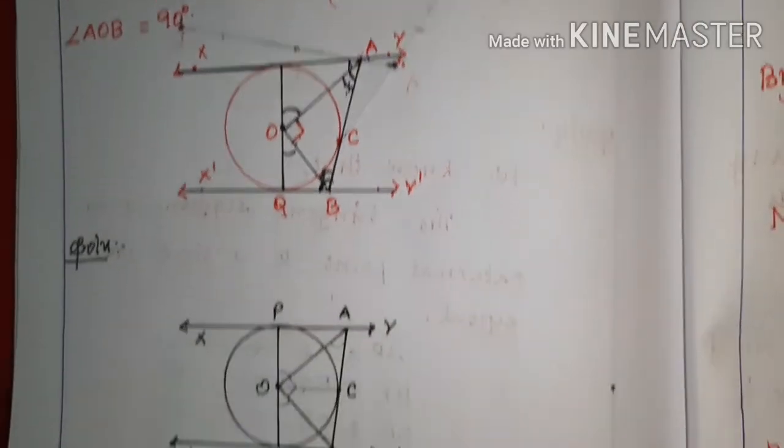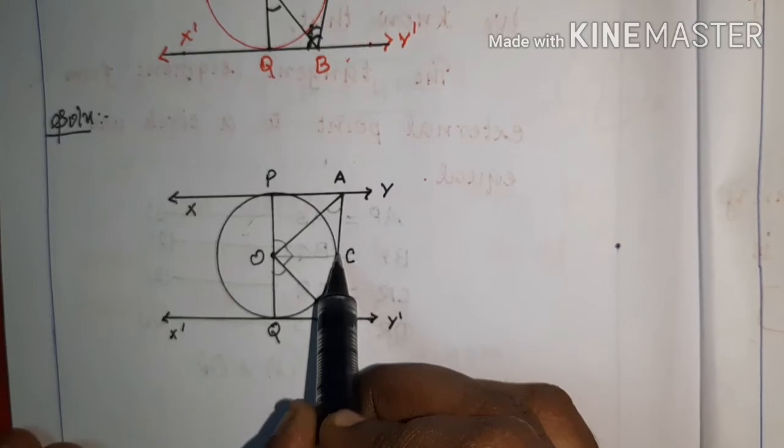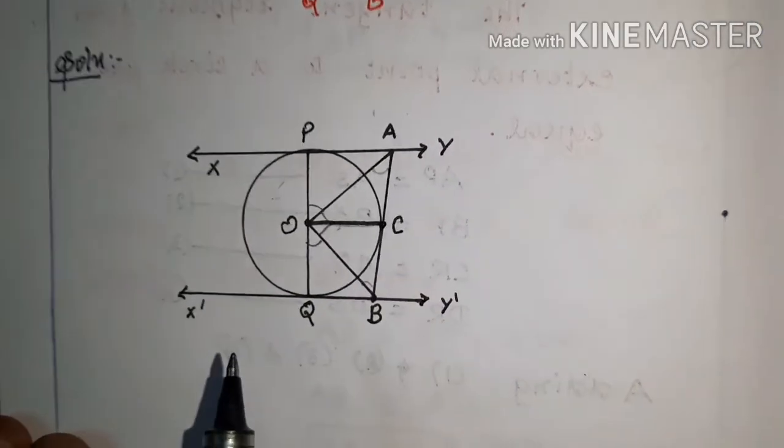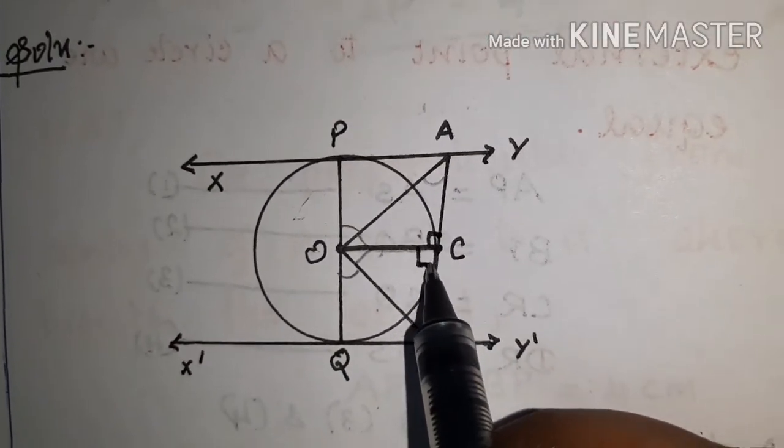So we are going to apply this linear pair concept and do the sum. For that, what you have to do is, let me join this. You know very well a tangent at the point of contact is perpendicular to the radius. So let me join this OC. Okay, and now here it is perpendicular. Likewise here also it is perpendicular.